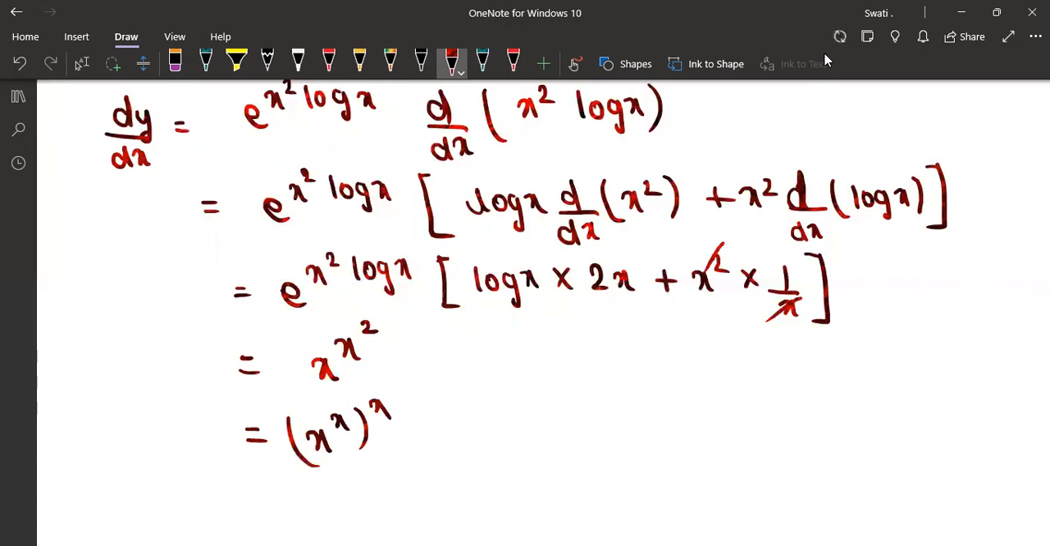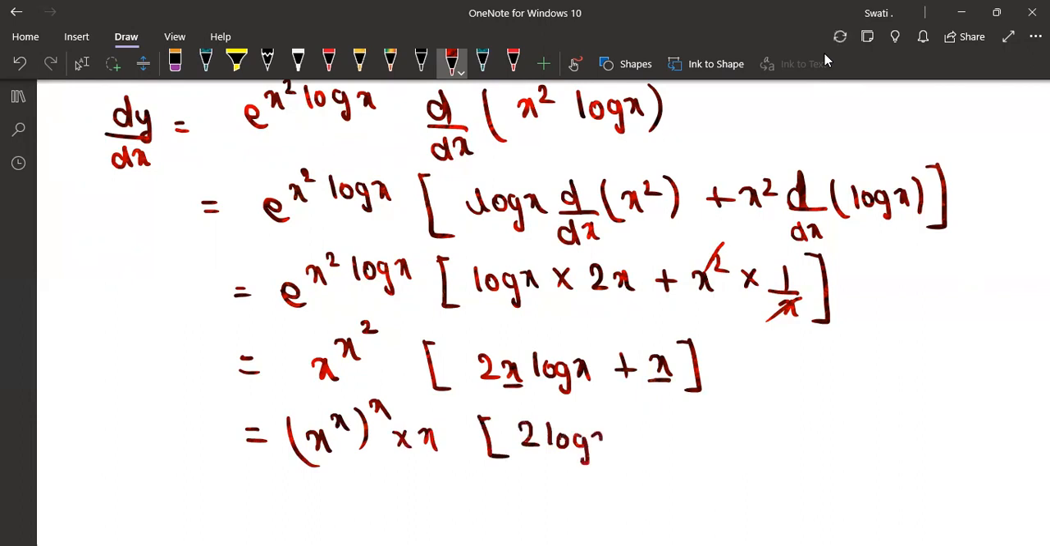Okay, I've written that step also. This will become 2x log x. And then here we are getting just plus x, right? Now from this particular expression, we can take this x and this x common. So I can write down here into x and then inside the bracket, we are getting 2 log x plus 1. So therefore, the final answer is x times x raised to x into 2 log x plus 1.